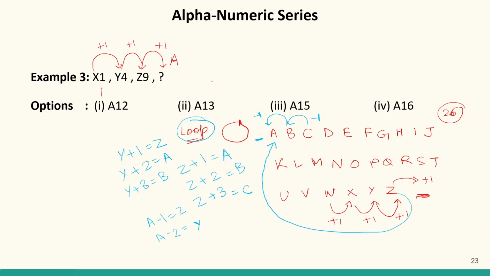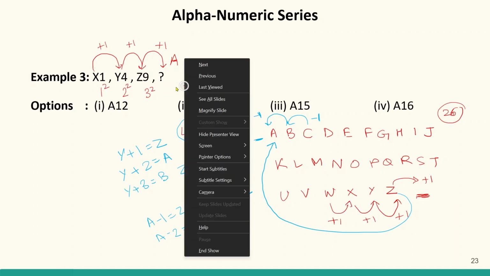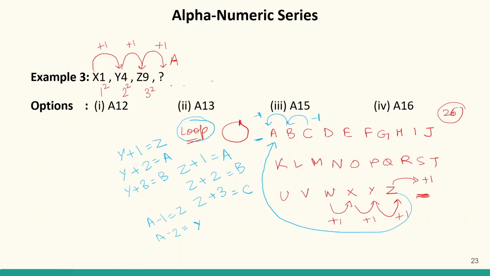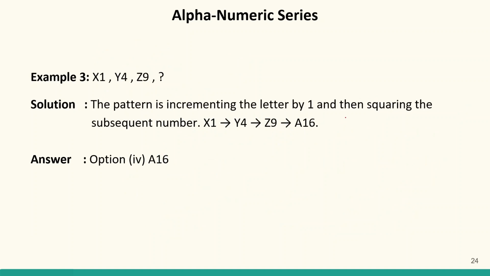Similarly, 1 can be denoted as 1 square, 4 can be denoted as 2 square, 9 can be denoted as 3 square. So we have to find the next element, which will be 4 square, which is 16. So the next element will be A16, which is this. The answer will be 4th. This is the solution.